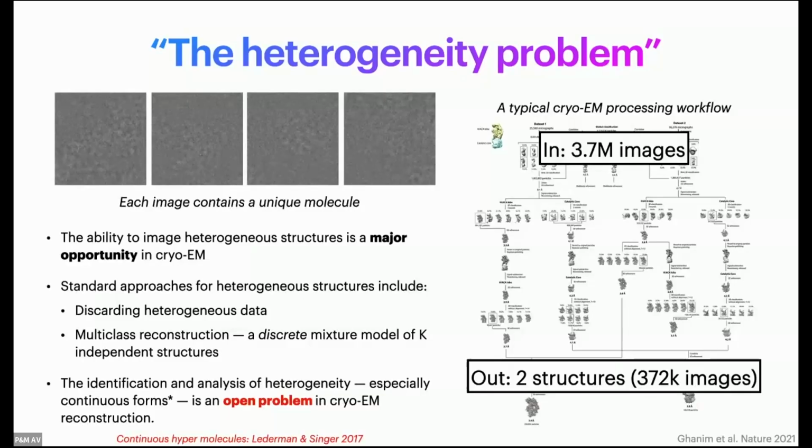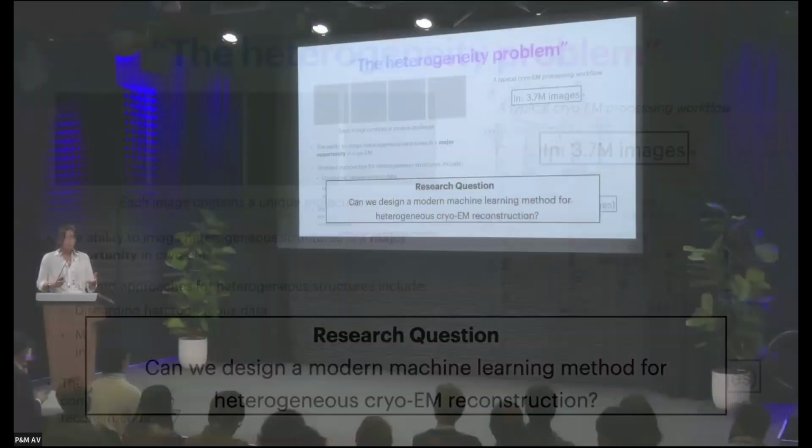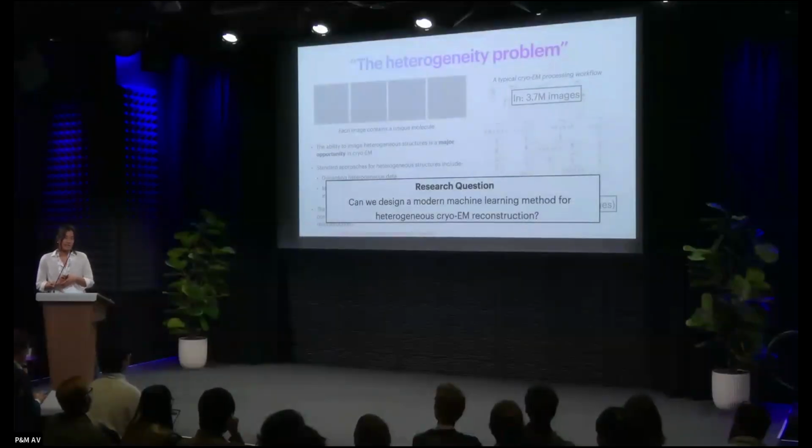And just a quick shout out, I originally learned about this problem from reading this paper from 2 mathematicians at Princeton, Roy Lederman and Amit Singer. And the main research question motivating CryoDRGN, and continues to be a research question motivating the methods development in our group, is can we design modern machine learning methods that learn these complex, typically continuous distributions over data sets to address this heterogeneity problem in cryo-EM.